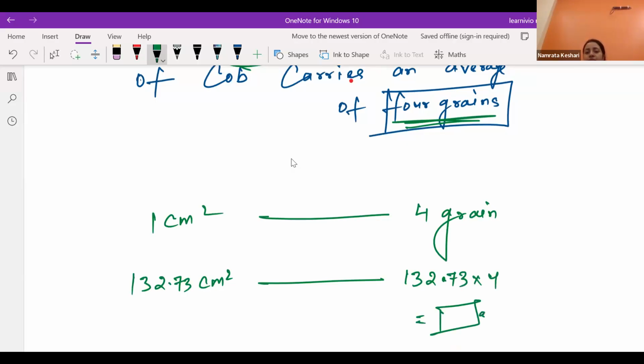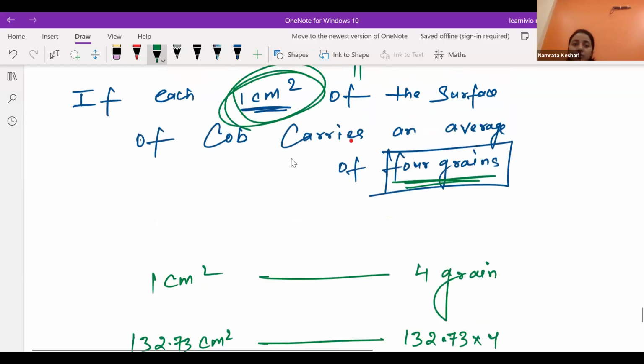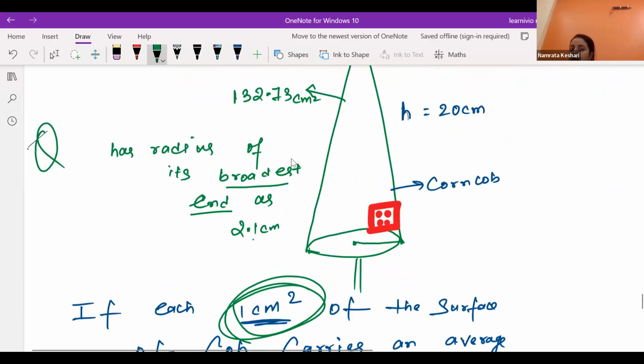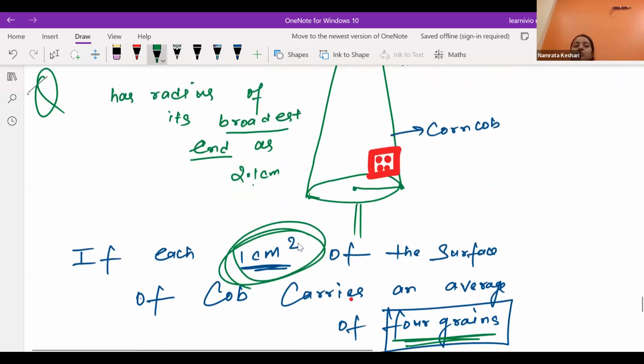Yes, ma'am. Okay, so this is how we'll be doing this question. If we are having a corn cob which is conical in shape, having the radius of the broadest end, that means radius of the base. Okay, height is also given. 1 centimeter square of the surface contains 4 grains. Then how many grains are we having?